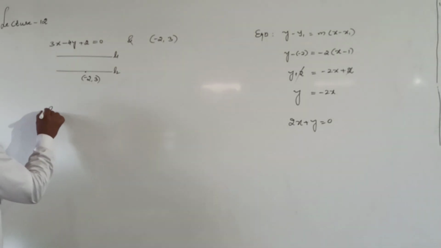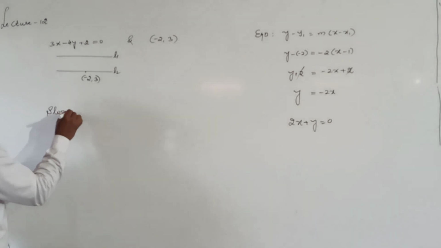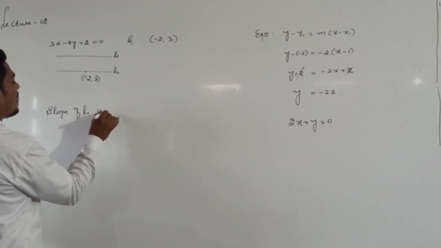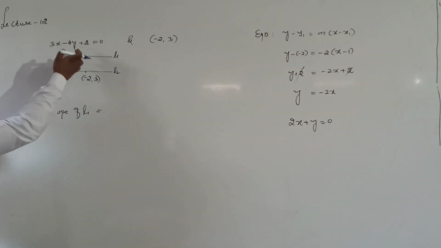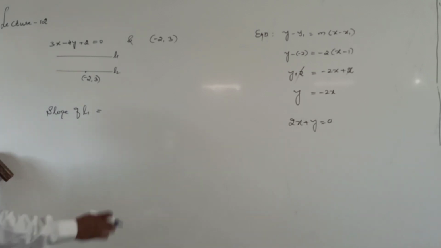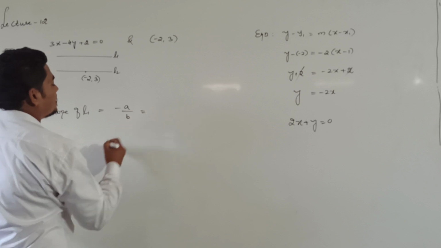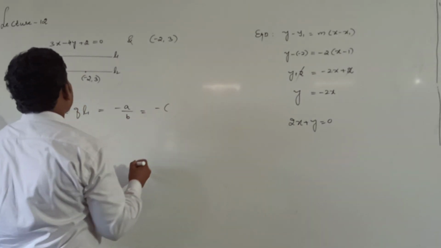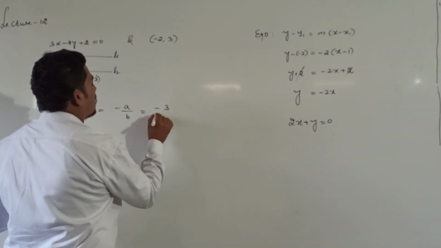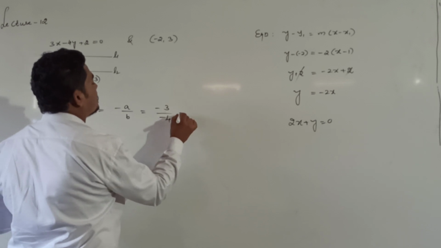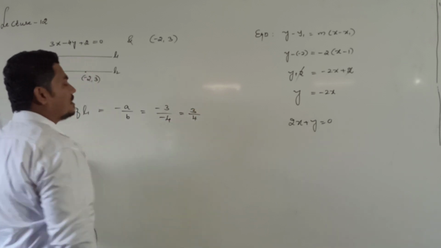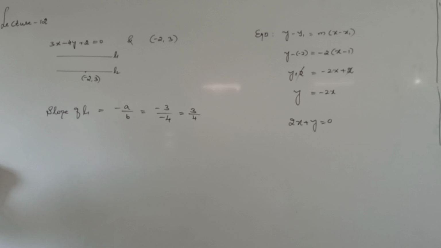Tell me what is the slope of line 1? Slope of line 1 is equal to, clearly it is like ax plus by plus c equal to 0, so the slope of line 1 is minus a divided by b, that's equal to minus of a value 3, b value minus 4, that's equal to 3 divided by 4. The slope of the given line is 3 divided by 4.